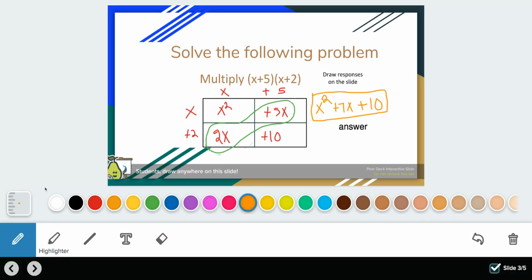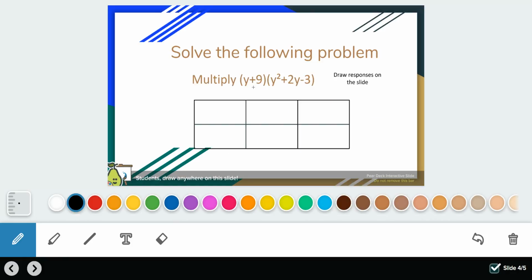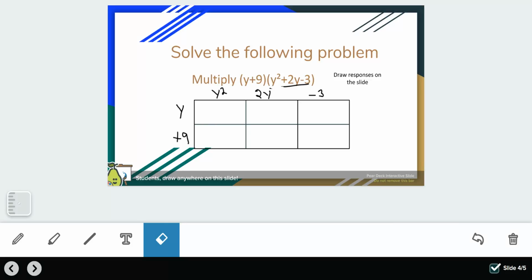Okay, let me go to the next slide. All right, to multiply a binomial times a trinomial, you're gonna put the binomial here on the left hand side. So this will be y plus 9. The trinomial will go here in the columns. So this is the trinomial. So I'm gonna put y squared. If you're using a tablet, it's better if you have your pencil there. This will be 2y, and this will be minus 3. I'm gonna erase this from here. It looks a little messy.